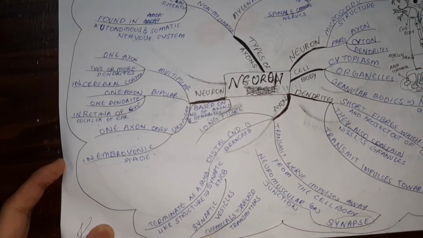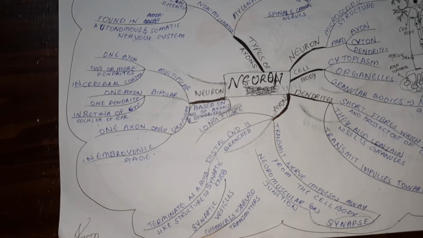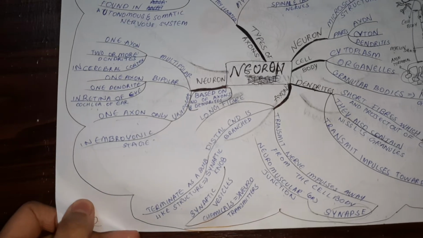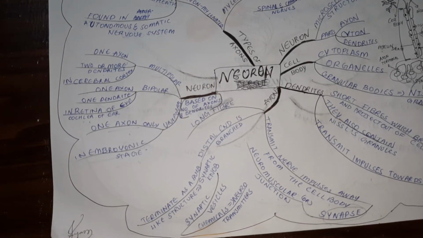The third part is the axon. The axon is a long fiber and its distal end is branched into bulb-like structures known as synaptic knobs. These synaptic knobs have synaptic vesicles, and these vesicles have chemicals known as neurotransmitters. They help in transmission of information from one neuron to another neuron, or at a neuromuscular junction, from neuron to muscle. So they transmit nerve impulses away from the cell body to a place called a synapse. A synapse can be a neuromuscular junction where a neuron, a nerve tissue, and a muscle meet.